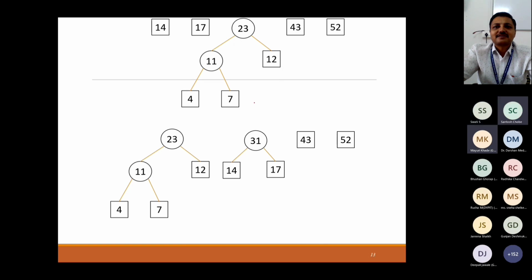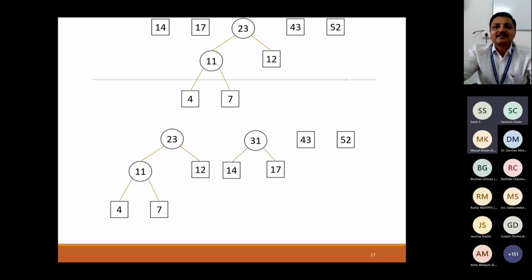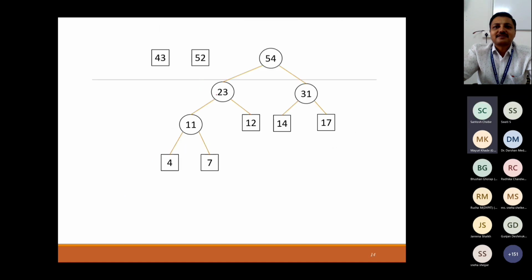Now out of this, I'll be merging 14 and 17, so it gives me 31. 14 is smaller on the left-hand side, 17 larger on the right-hand side. Then after merging these, again, whatever frequencies I remain with, I'll sort them in ascending order. Now you can see 23 and 31 are smaller. I'll merge them to get 54.